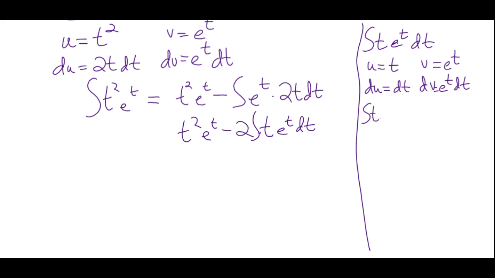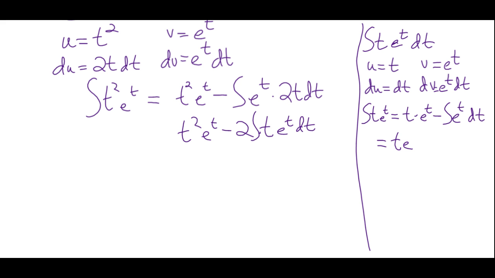And the integral of t e to the t is equal to u times v, so t times e to the t, minus the integral of e to the t dt. Okay, right, because the du is just dt. So v du, uv, the integral of v du.